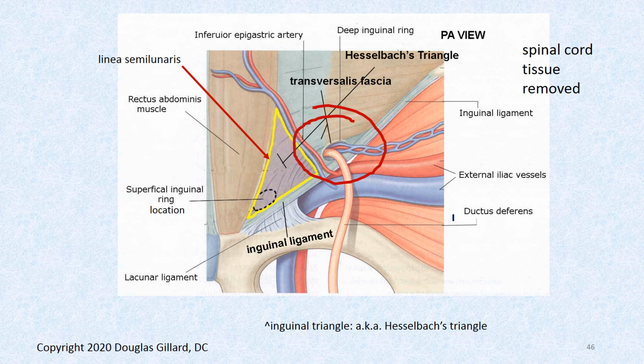Anyway, there's Hesselbach's triangle again. We already talked about that. There's the deep inguinal ring. The superficial inguinal ring lives at the bottom of this triangle, but outside of this. Right? This is a solid tissue, so you can't see that. I just put it in dotted lines to show you where it is.